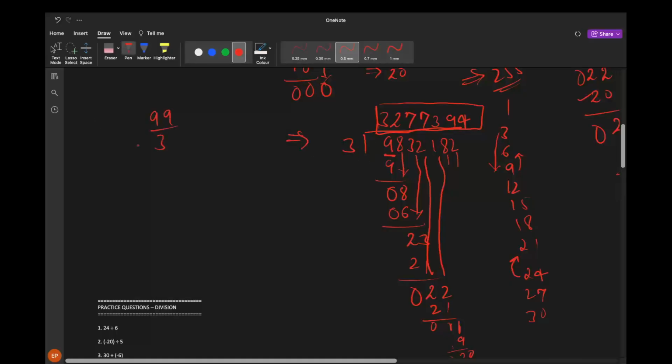99 divided by 3. How can we do this? 3 1s are 3. Start with the left side. 3 3s are 9. Nothing left. 3 3s are 9. So the answer is 33. Let me take this one only.